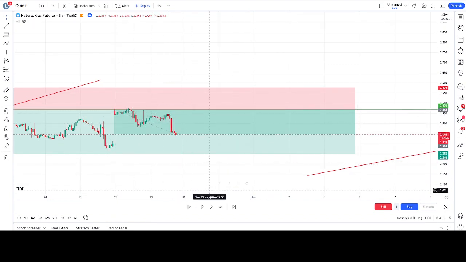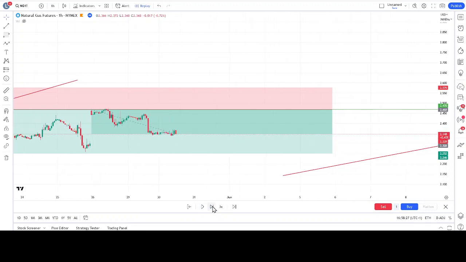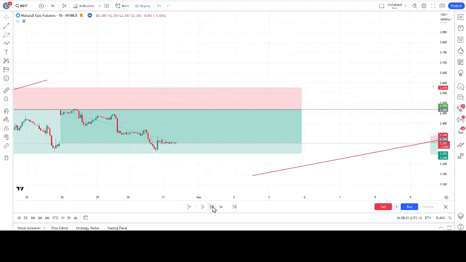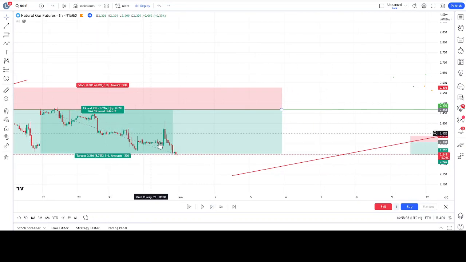This break in trend, and then okay, let's see what happens here. Okay, oh, it was very close there. Oh, there you go. So that's where we won our trade.